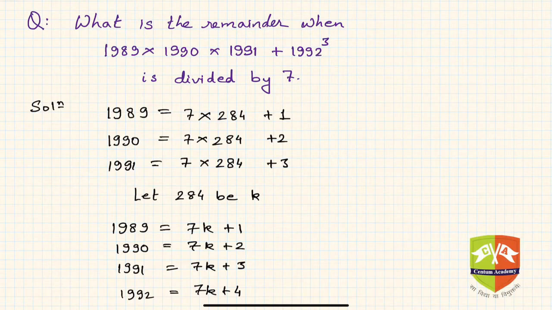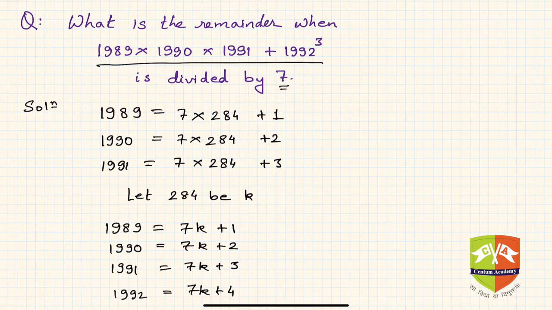Hello friends, welcome to another question of the day. The question is: what is the remainder when 1989 into 1990 into 1991 plus 1992 to the power 3 is divided by 7? This question can be categorized as a number theory question, specifically regarding divisibility in number theory.